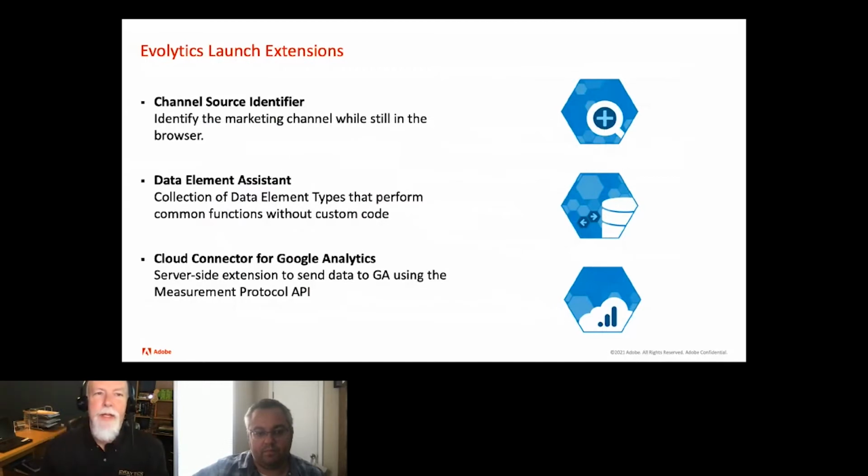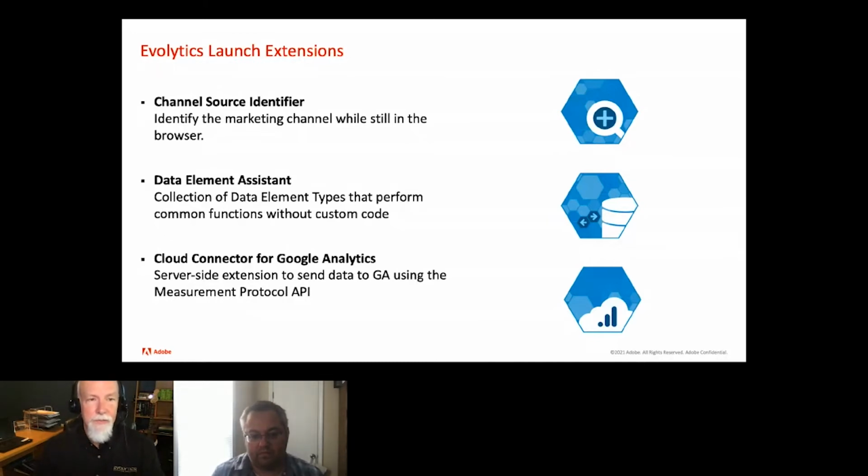We have put out 3 launch extensions into the catalog. The first 2 are on the client side. We have what we call the channel source identifier, and what the CSI does is help you identify the marketing channel while you're still there in the browser. Adobe Analytics has marketing channel rules, but those all happen on the server side. If you need to make a decision about it in the browser while you're doing things, that's where the CSI comes in.